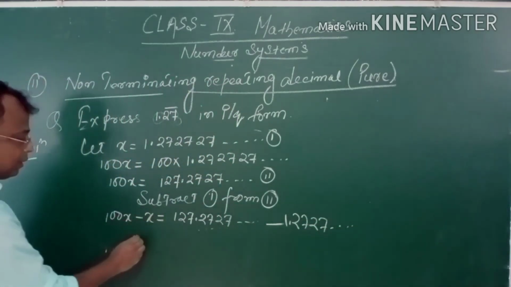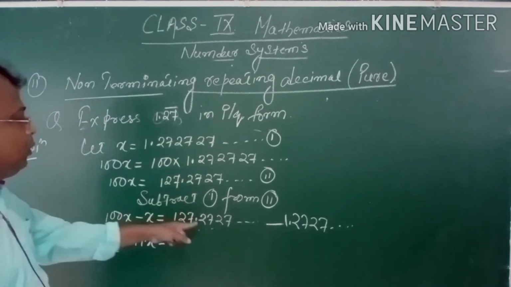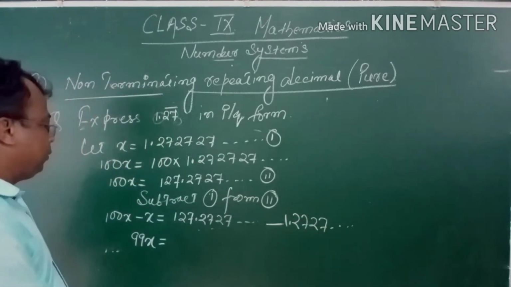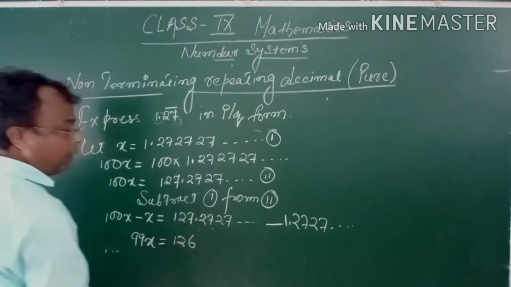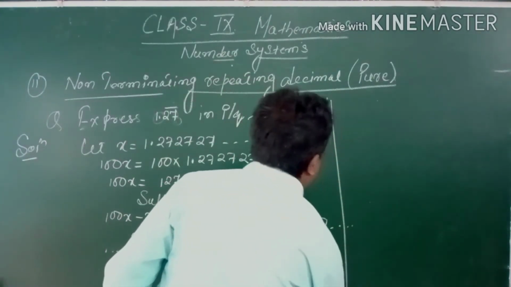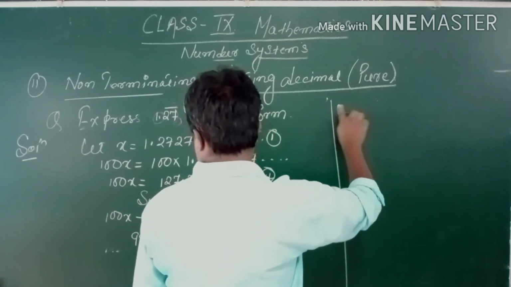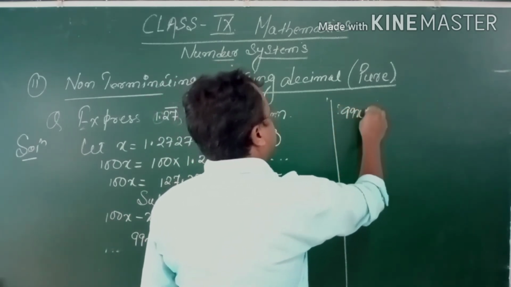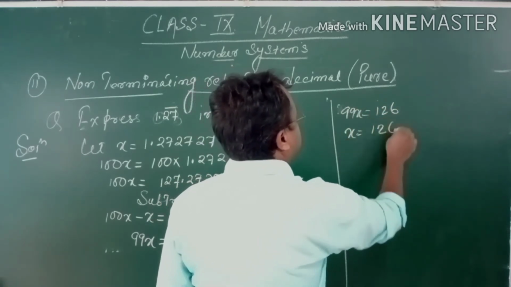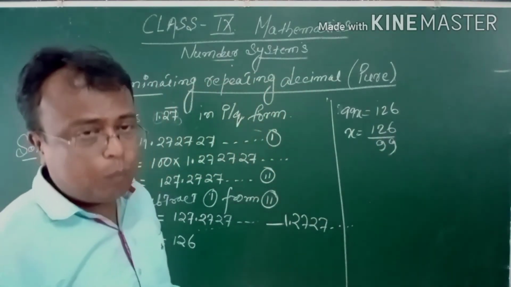Alright, now subtract it. 100x minus x, 99x. Okay, 127.2727 minus 1.2727. If you subtract this one, you will get 126. Okay, now express in p by q. So 99x is equal to 126. So x we got 126 divided by 99. Okay, finish. Now it is in p by q form.